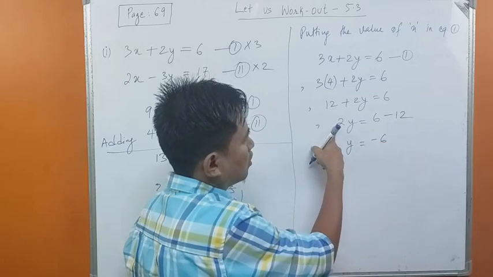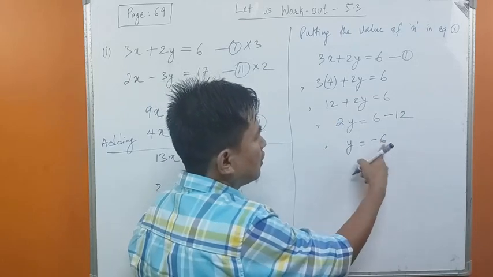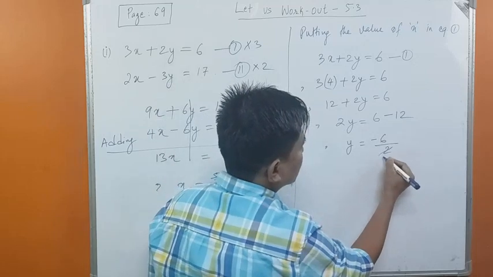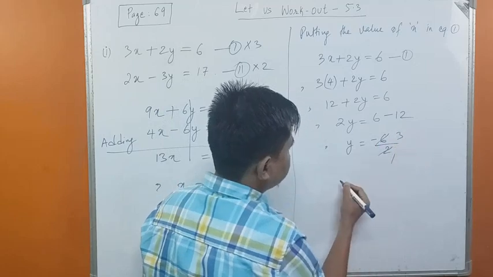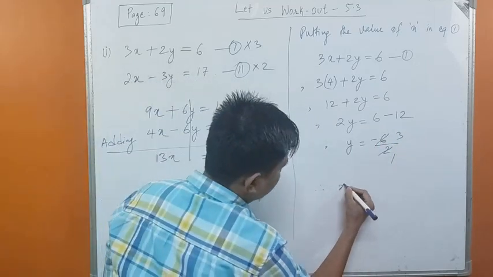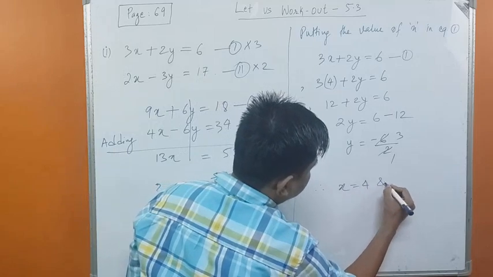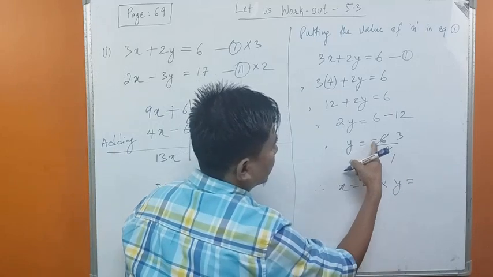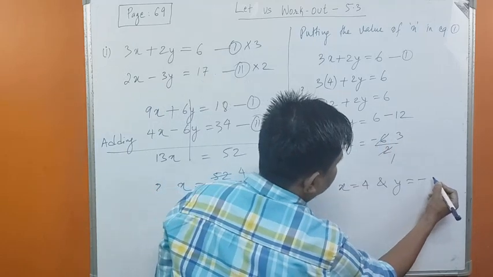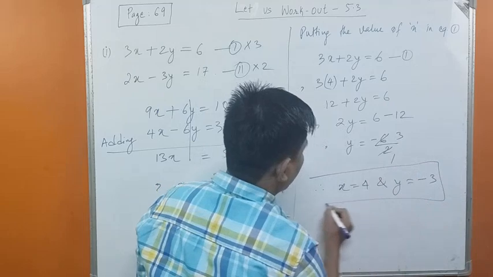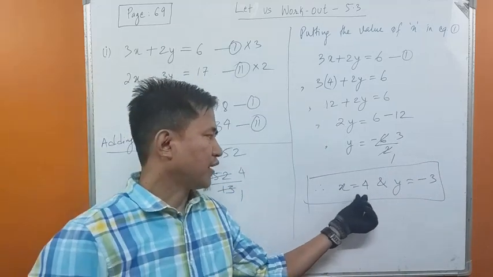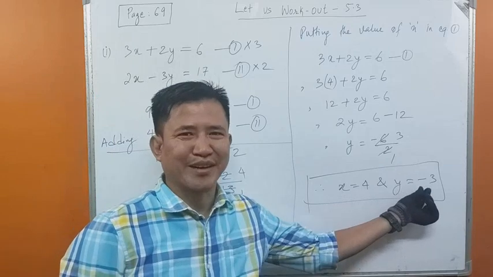This 2, the coefficient of y here, will go to the denominator of the right hand side by cross multiplication, isn't it? So 2 1s are 2, 2 3s are 6. Therefore, we have x equals 4 and y equals minus 3. We should not forget this minus sign, okay? So we were asked to find the value of x and y from these two equations. The value of x is 4 and the value of y is minus 3, okay?